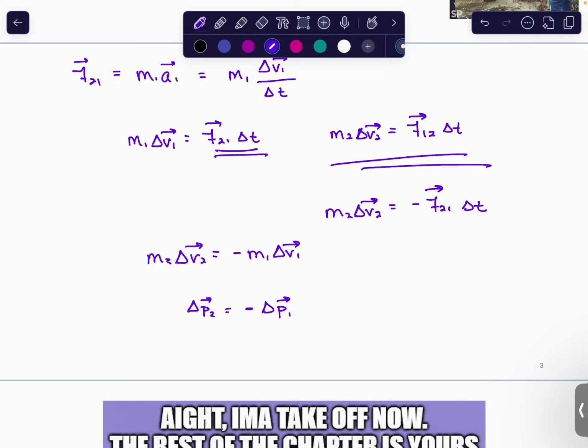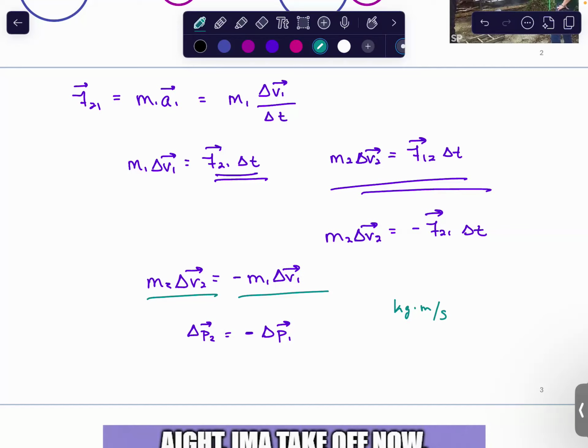Now, let's talk about units for momentum. What do you think the units are? Mass times velocity. Yep, kilograms meters per second. And that's just going to be your unit. There's no fancy unit for it, like last time we had the watt. This one is just kilogram meters per second.